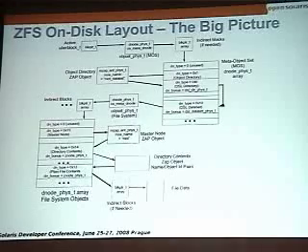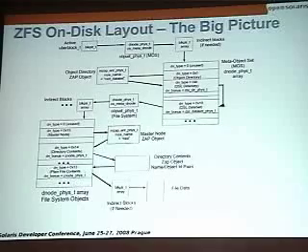So I go from the master node ZAP object to the root directory dnode, and the root directory dnode has a znode_phys_t, which contains information about the root directory, timestamps, ownership, that sort of thing. And it also contains a ZAP object, which contains name value pairs for the root of the file system.